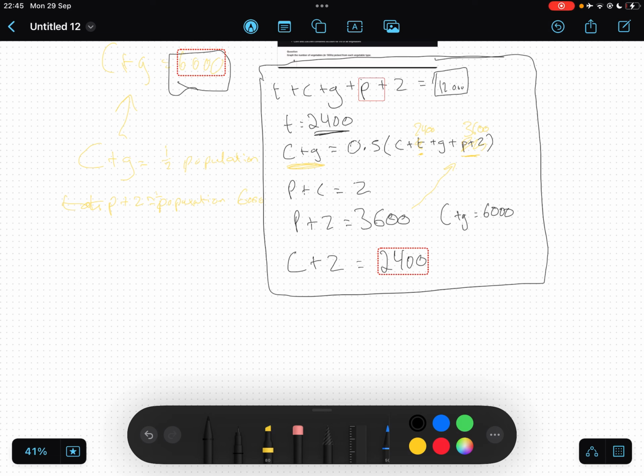Let's see what we can do from here now. C plus G. Yeah, of course, this is 6k as well. I forgot to write that down. As you can see now, the equations look a lot nicer. But I'm still just thinking about what exactly we need to do here.